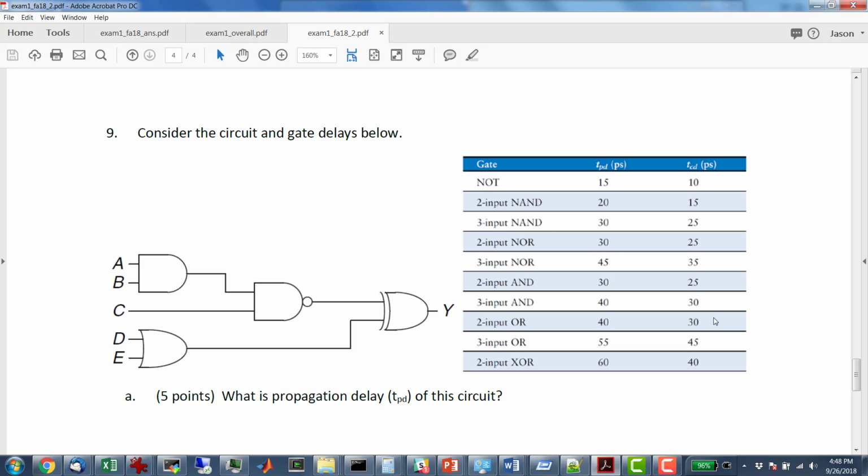Guys with me? So that means that after 55 picoseconds, we're going to get some contamination, potentially. That is the smallest amount of time in which we can change any of these inputs and see some contamination, see some flickering there on some output, some activity on the Y, right? So 55. You guys with me? All right.